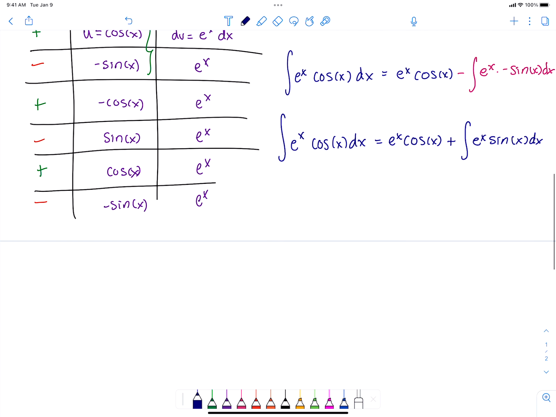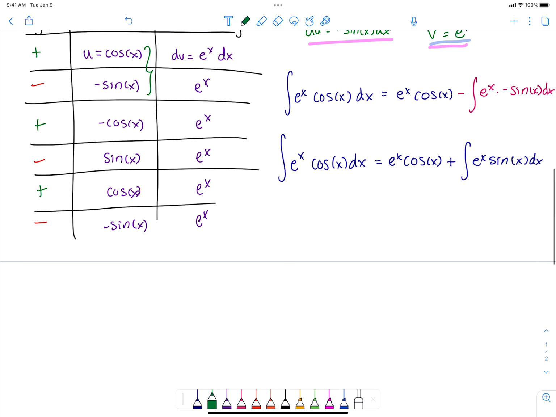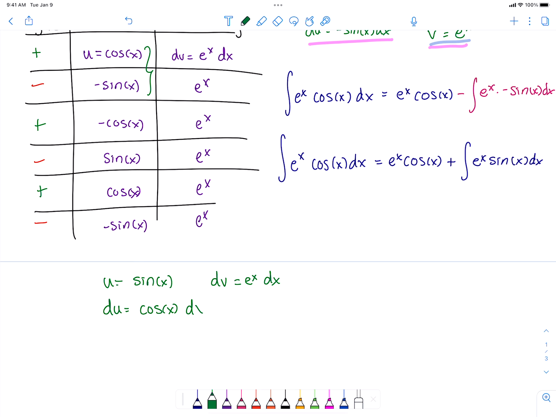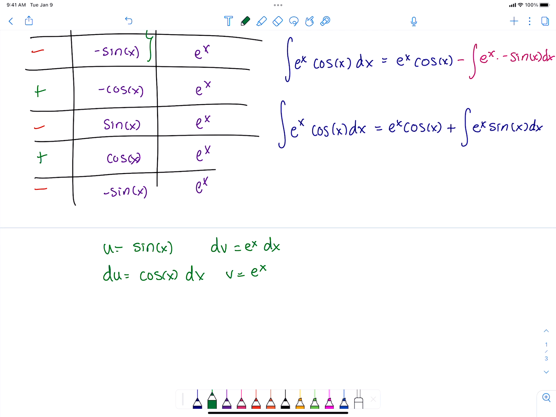So we kind of end up basically where we were before, but that's where we say, all right, let's still pick u to be that sine of x and dv to be e to the x dx. And then we are going to have that du is cosine of x dx, and v is e to the x. Now, let's continue on here before we get to that.